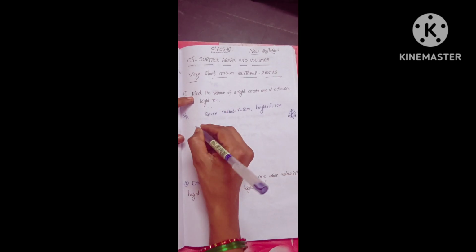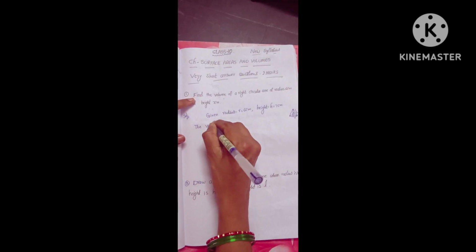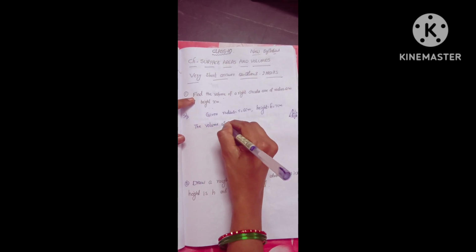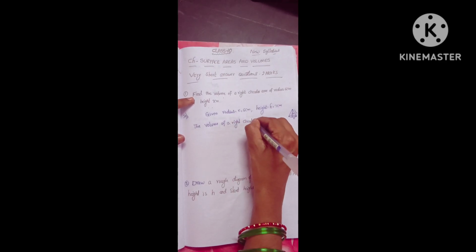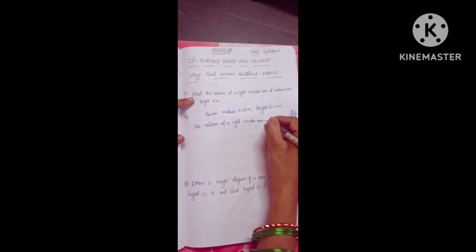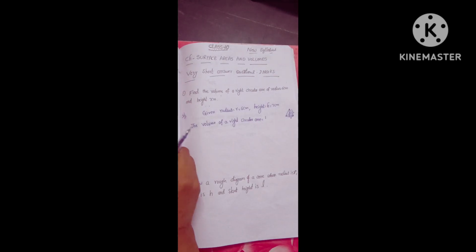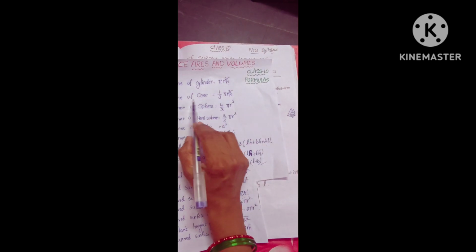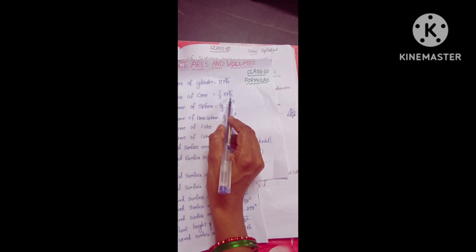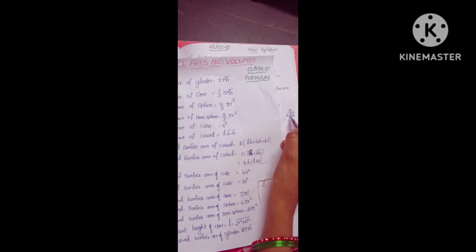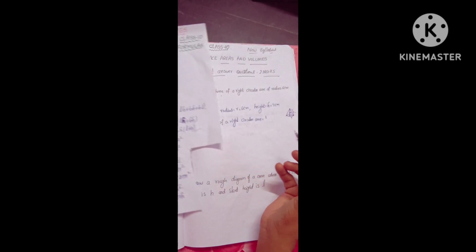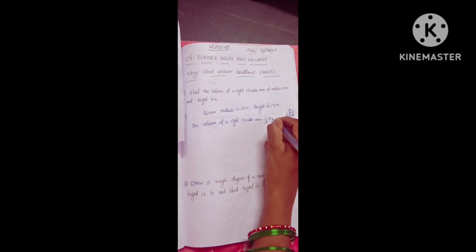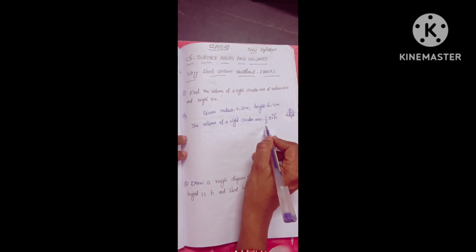Now write the formula here. The volume of a right circular cone is equal to the formula. Student, what is the volume of a cone formula? Let's see here. Volume of a cone formula is 1 by 3 pi r square h. Here is a right angle, see, the L shape is perpendicular. Radius, height, length. Now I want to find the volume of a cone. What is the formula? 1 by 3 pi r square h. This is the formula.